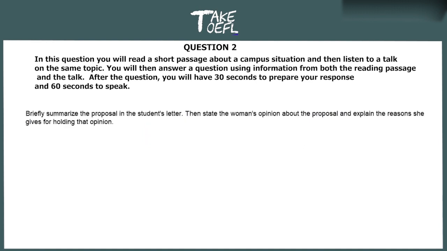Briefly summarize the proposal in the student's letter. Then state the woman's opinion about the proposal and explain the reasons she gives for holding that opinion. Please prepare your answer after the beep.